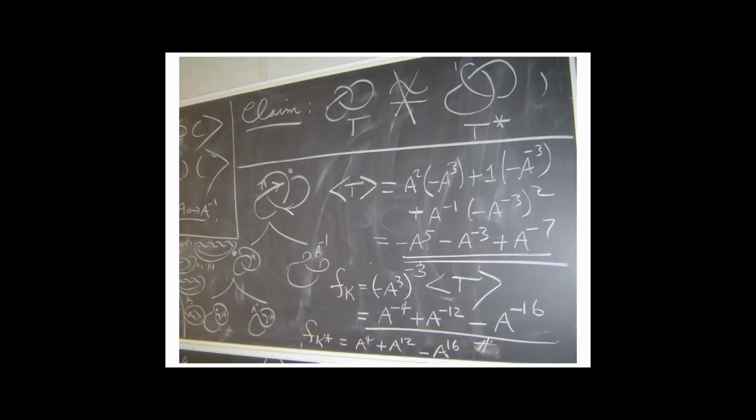And you see that if you change A to A inverse, the polynomial changes radically. And therefore, the trefoil knot and its mirror image are inequivalent. So this is a simple proof that the trefoil knot and its mirror image are not the same.